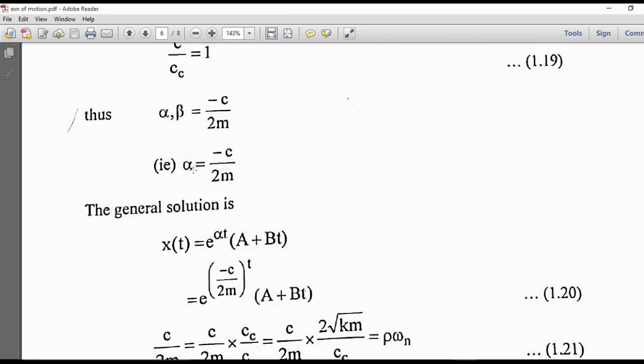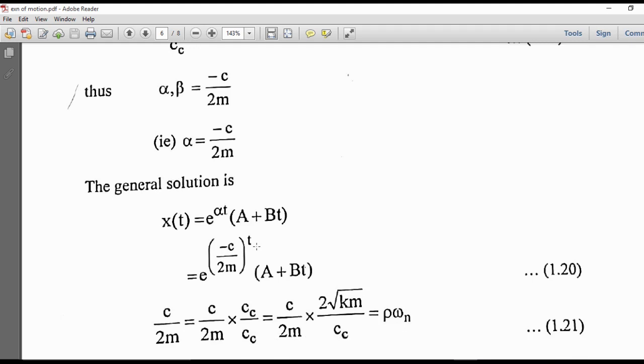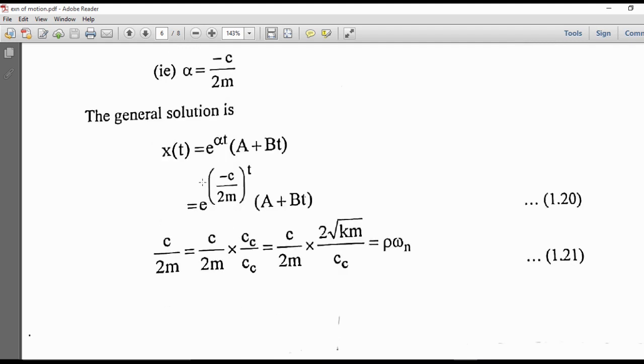So the only root alpha equals minus C by 2M. And the general equation becomes, so if there are two roots, this becomes A into e power alpha t plus B into e power beta t. But here we just have one root. So the general solution becomes e power alpha t into A plus B t. And the value of alpha is minus C by 2M, which is being substituted here. To simplify this equation, I am multiplying and dividing this by Cc. So I have C by 2M, forget the negative sign.